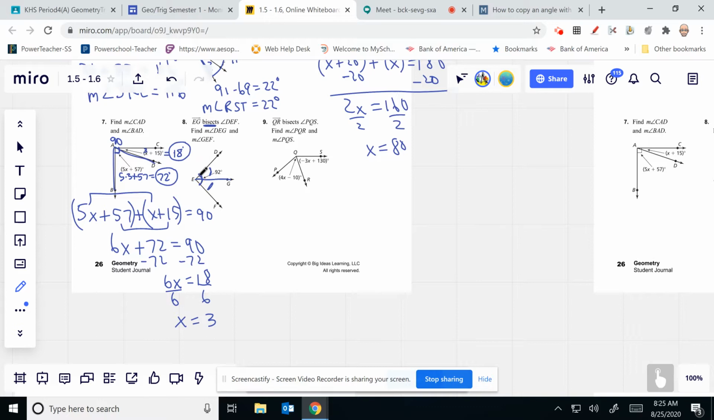So if I want to find out what the two smaller angles are, DEG and GEF, then I just need to take that 92 and divide it by 2. You're going to get 46 degrees for both angles. So this angle's 46, this angle's 46. Bisect means you're taking the whole thing and cutting it in half, and it's making two equal pieces. So 92 divided by 2 is 46.